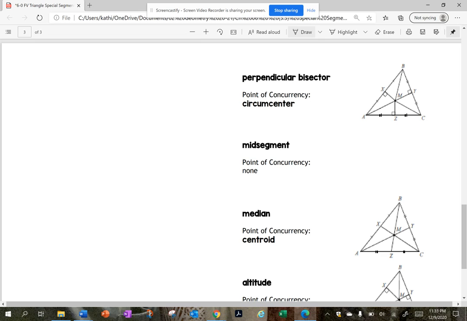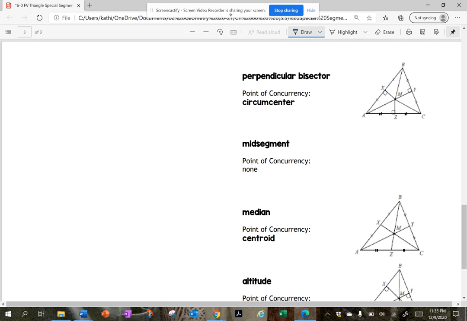So with my perpendicular bisector, if I drew all three of the perpendicular bisectors on one triangle, what I would see is these would all intersect. So that point where they all intersect, we actually call that concurrent when there's more than two. And this is called the circumcenter. On my midsegment, I don't have a point of concurrency.